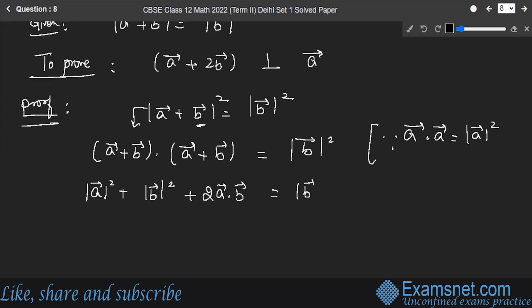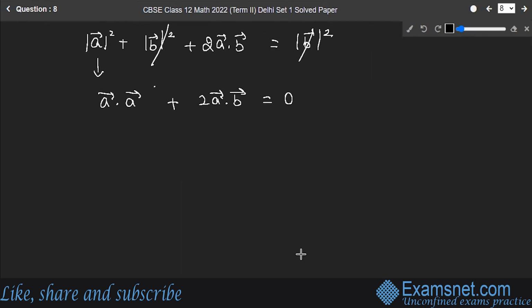Now that's equal to magnitude of B vector square. These two will cancel, and you have A. This can be written as the dot product of A and A vector plus 2 into A vector dot B vector is equal to 0. I'm taking A vector common. So, A dot (A plus 2B) is equal to 0. The dot product of them is 0.